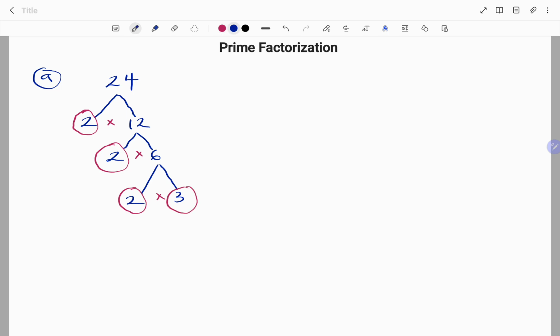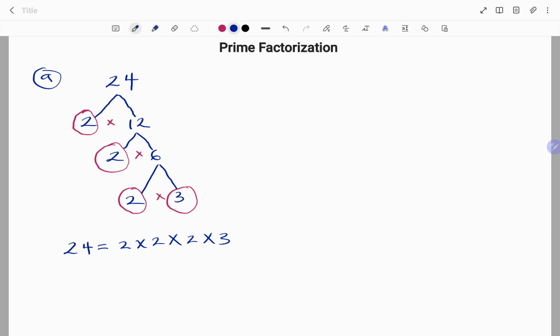Thus, the prime factorization of 24 is, we're going to write all the nodes, and they are 2 times 2 times 2 times 3. And if you check, 2 times 2 is 4, 4 times 2 is 8, 8 times 3 will give us 24. Now, note that no matter how you start with your factors, you're going to have the same answer as your prime factorization.